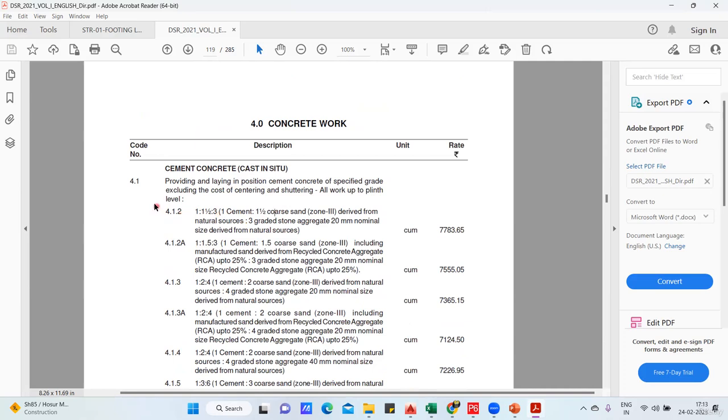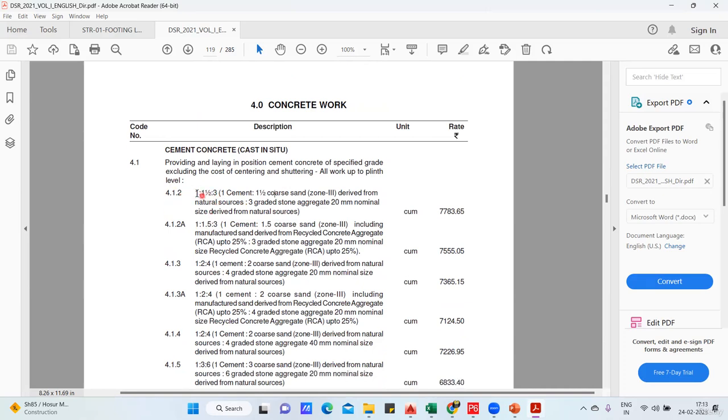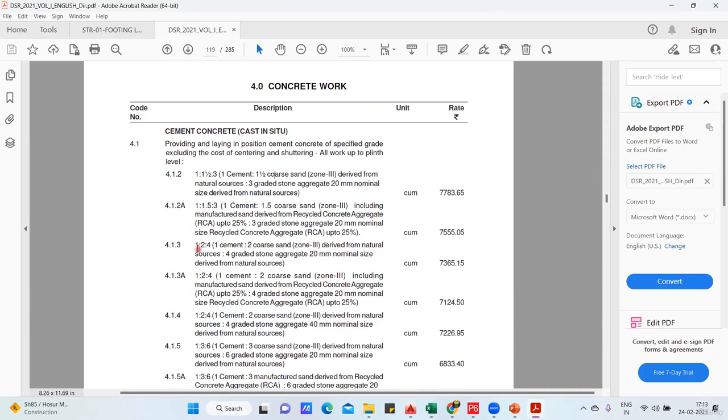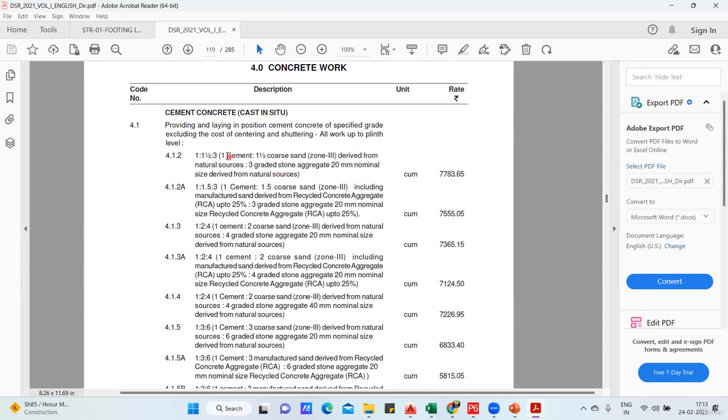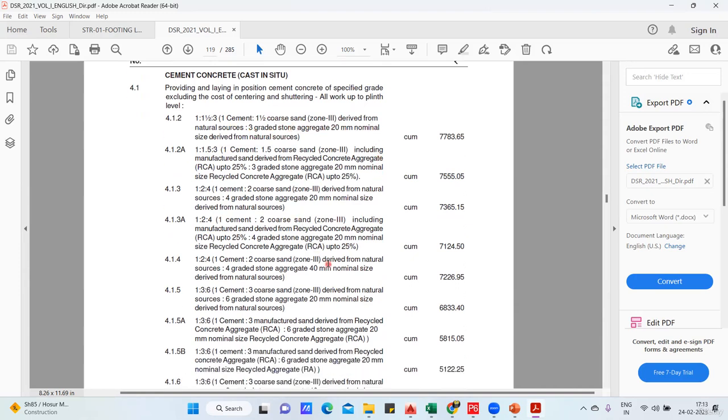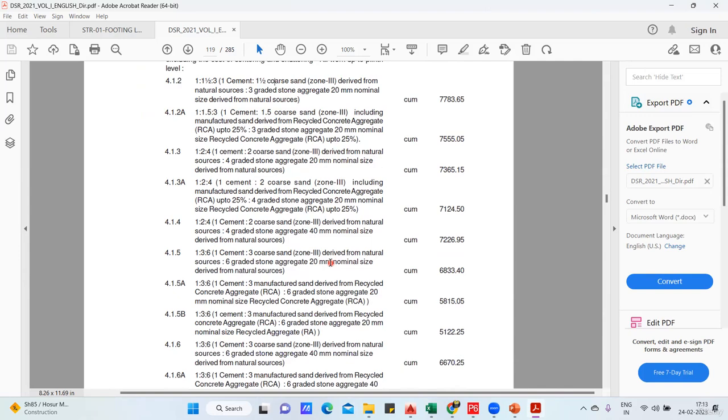After that, here they have given a lot of ratios, like 1:1.5:3, then 1:2:4, then 1:3:6. Again, they have different zones: 1 is cement, 1.5 is coarse sand which belongs to zone 3, and 3 is graded stone aggregate of 20 mm nominal size. These are the different clauses they have given. So whichever you want, you can take.